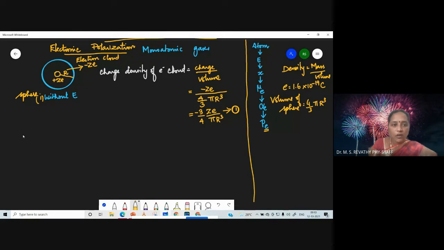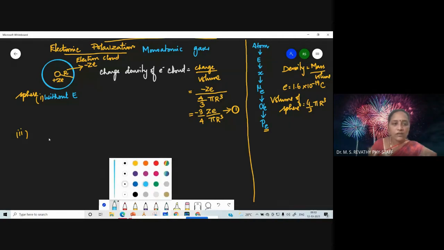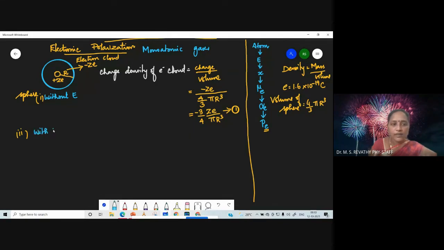Now, on the application of the electric field, what is going to happen? So when an electric field is applied, there will be a shift in the nucleus. So on the application of the electric field along this direction, the nucleus tries to move towards the direction of the electric field. So this is my original position, but it has been displaced to a new position. So the displacement is x.